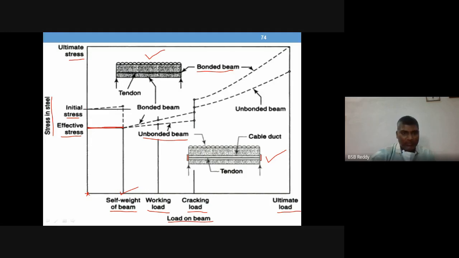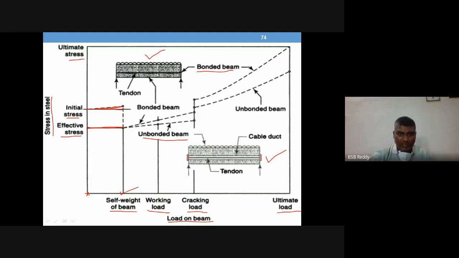And if you take initial stress, where the stress at transfer is very slight, we have worked out a problem also. It is having just 1%, 1.2% of variation between bonded and unbonded beams. Okay, so very slight variation. So that is the behavior till the self weight of the beam is acting, right? Which means at transfer.